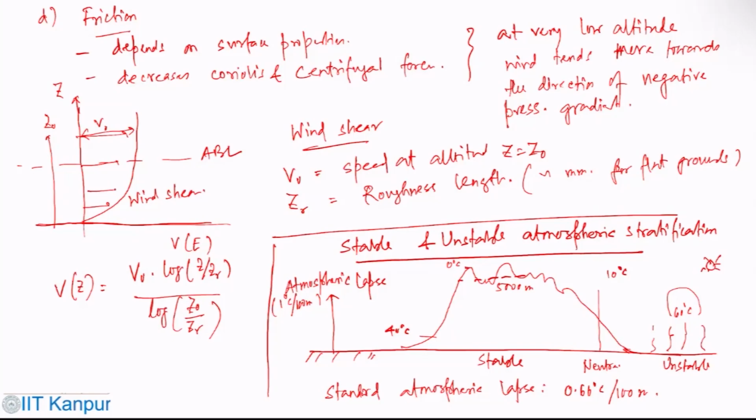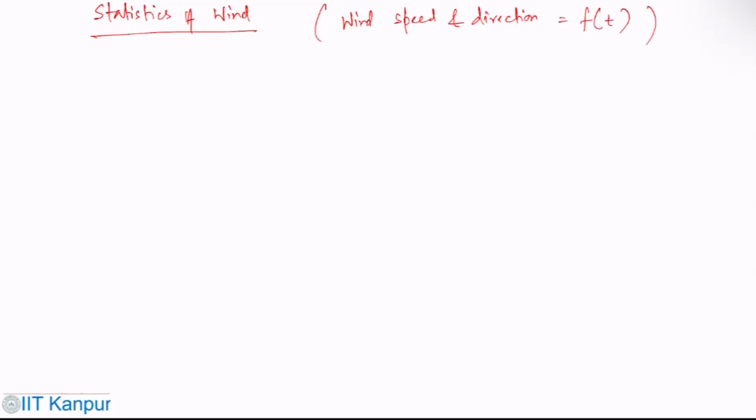What we can look at is the statistics of wind. So at a given site, wind speed and direction. That means the speed and direction is a function of time. So if only speed is regarded, one can plot time series data. Let's say we can plot like that.